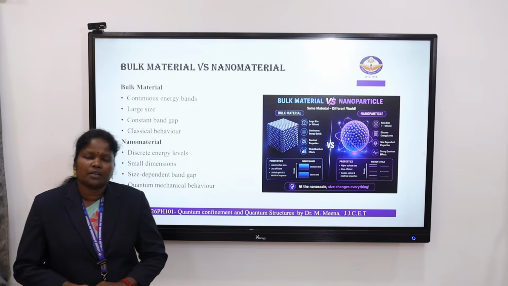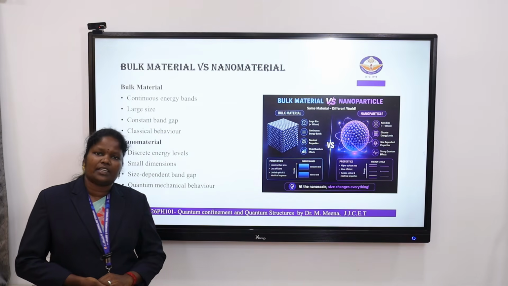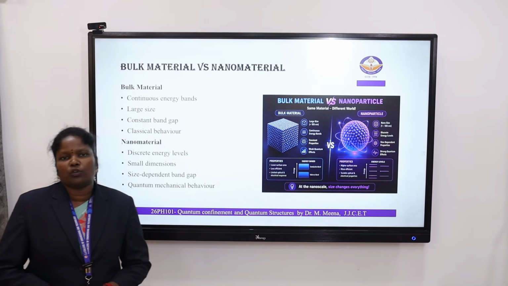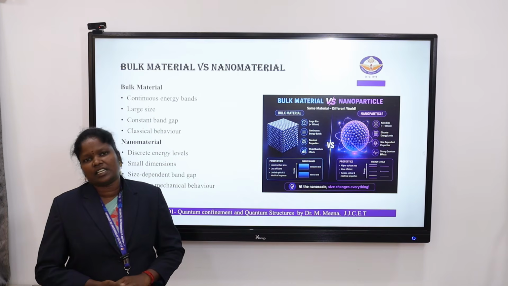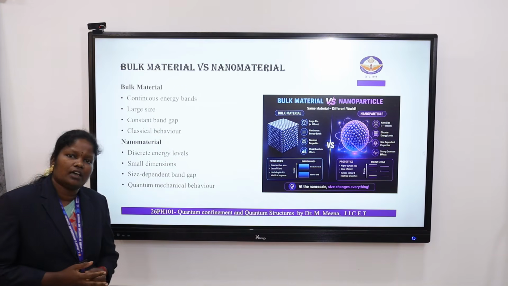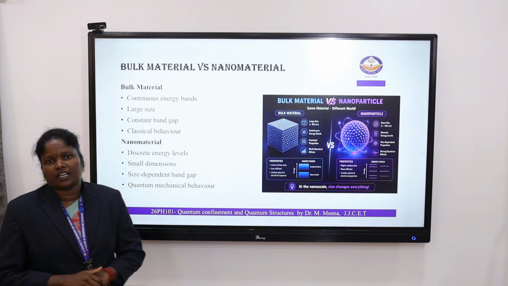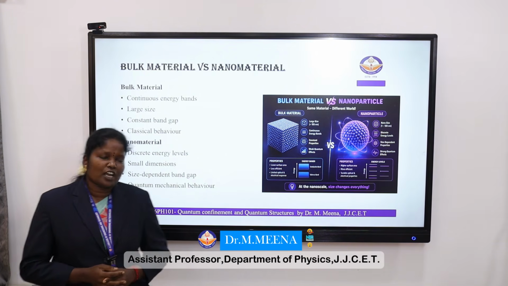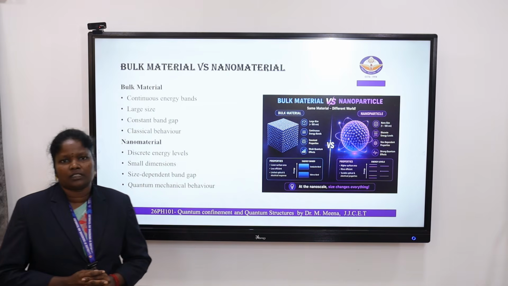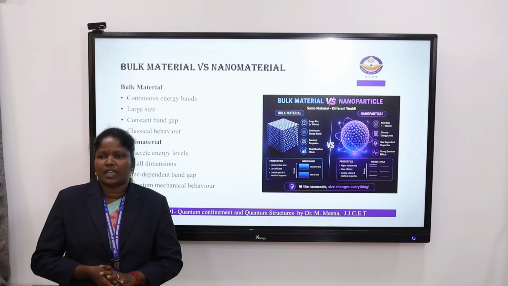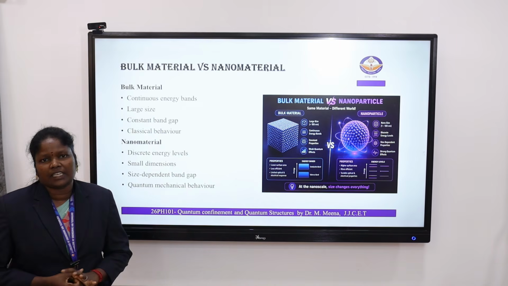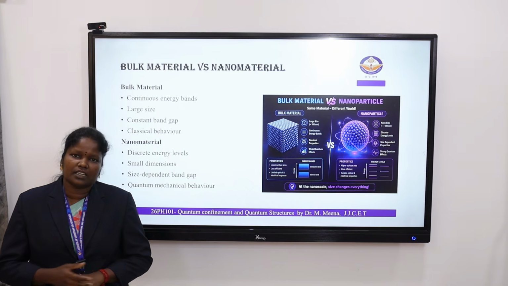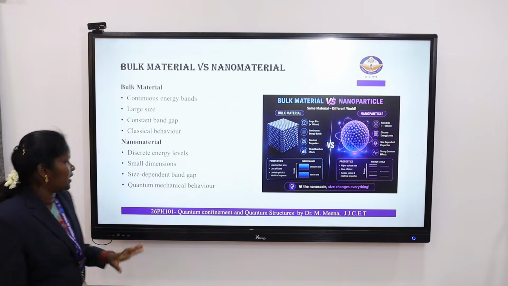Bulk materials versus nanomaterials. In bulk materials, imagine a playground. Here, electrons can move freely in all directions. The energy levels are almost continuous, and the band gap remains constant. For example, a silicon chip, copper wire and iron rod. In nanomaterials, think of the playground becoming a tiny room. Electrons cannot move freely. Movement is restricted. This restriction is called quantum confinement.